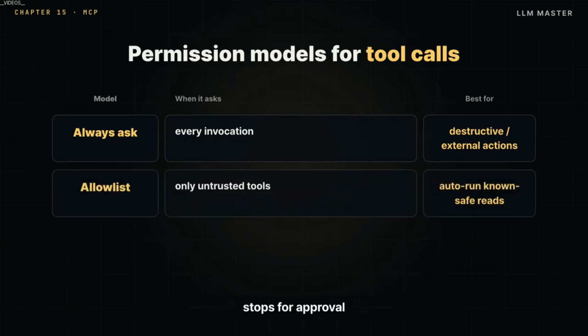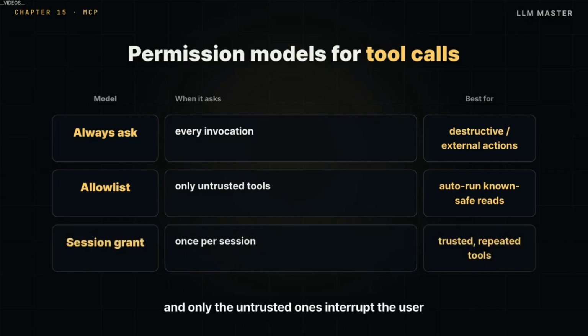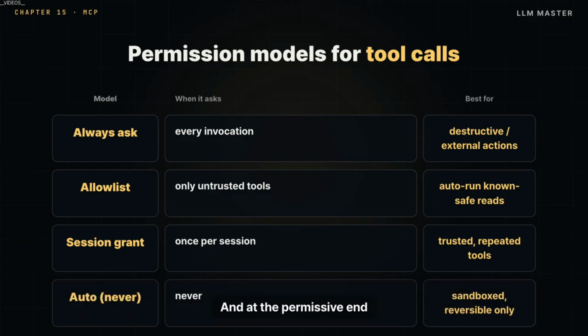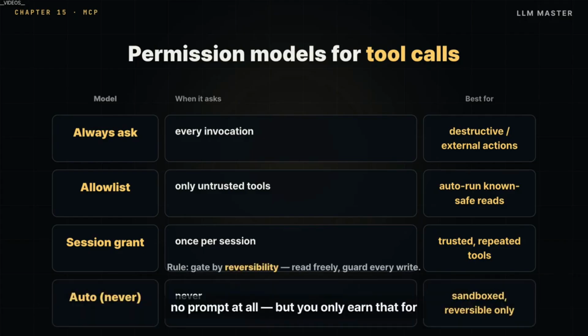Every invocation stops for approval, and you want it for destructive or external actions. An allow list flips the default. Known safe, read-only tools run automatically, and only the untrusted ones interrupt the user. A session grant is the middle ground. The user approves a tool once, and it runs freely for the rest of that session, which fits trusted tools you call repeatedly. And at the permissive end, fully automatic, no prompt at all, but you only earn that for tools that are sandboxed and reversible.